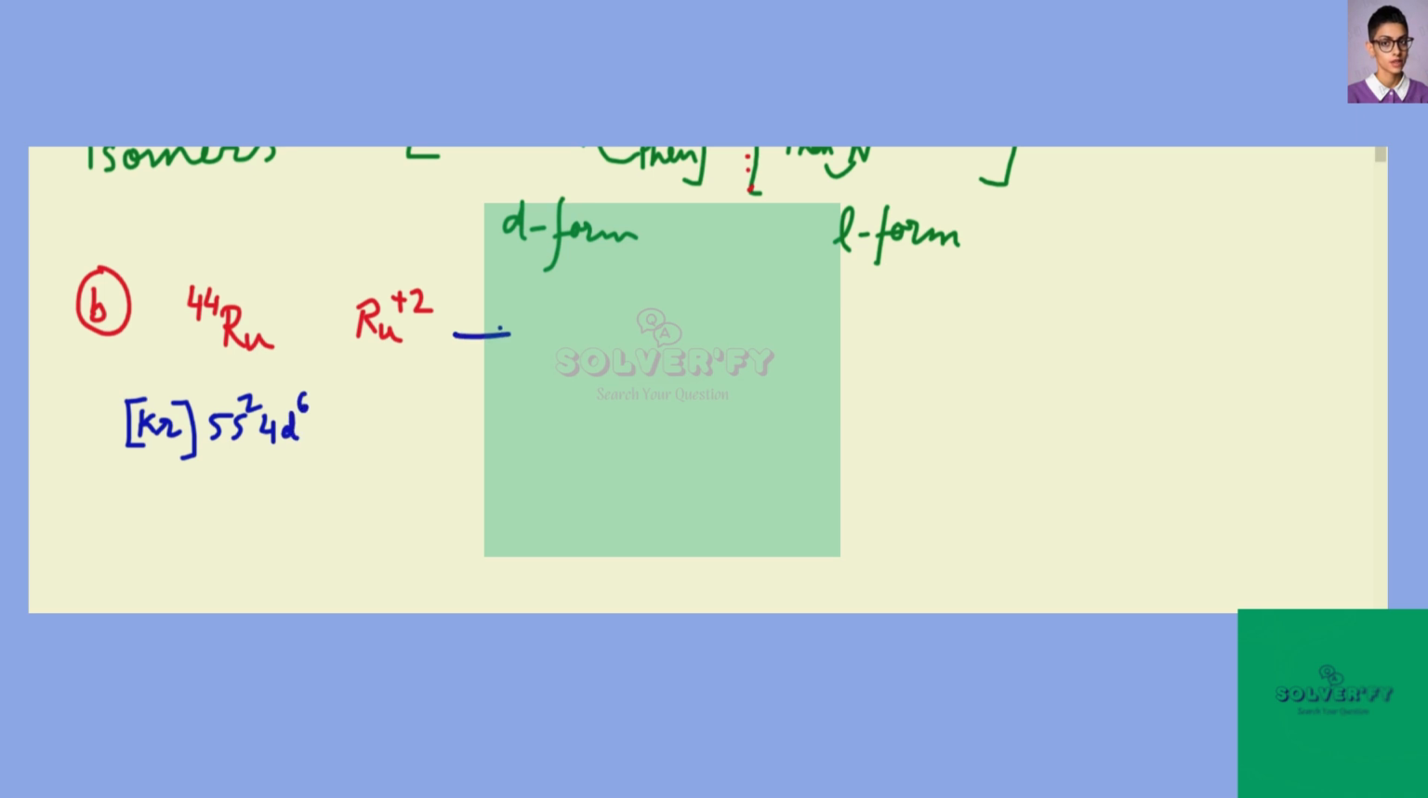And in this case it should be Kr, and then 5s0 4d6. Now, in the question it is given that it is a diamagnetic complex, that means no unpaired electron must be present in the d orbitals of the complex.